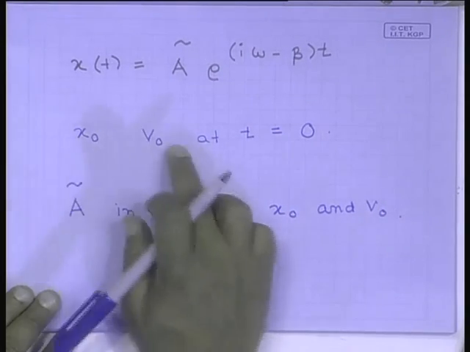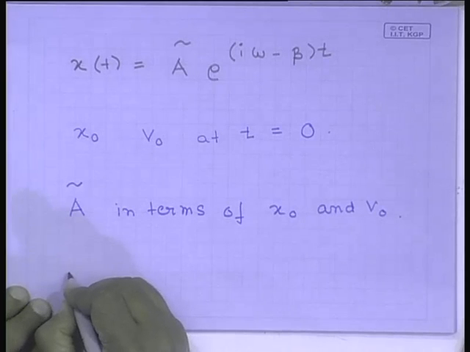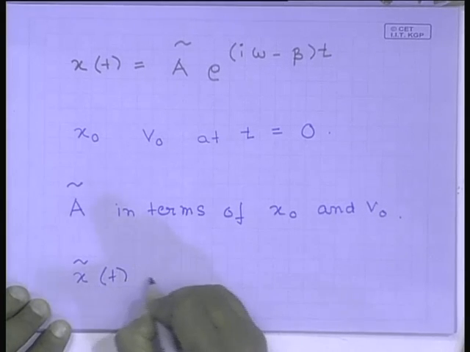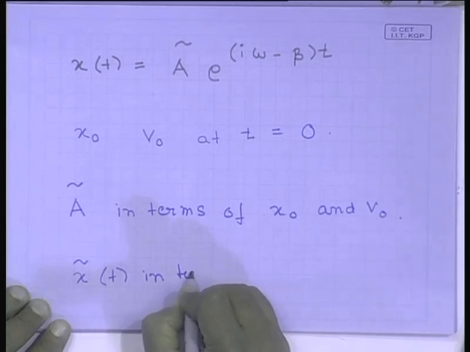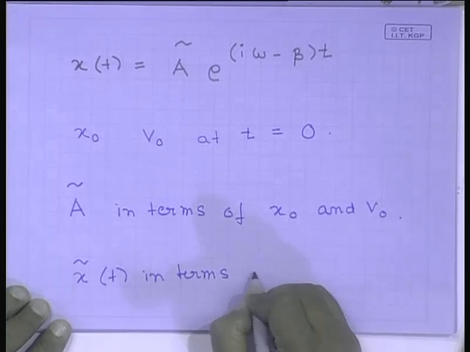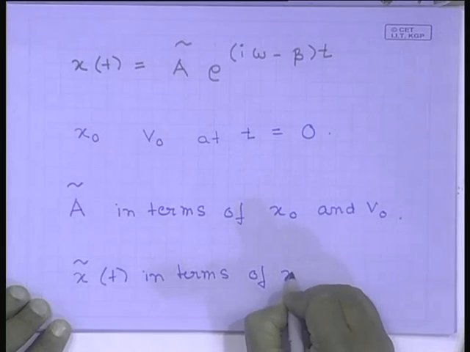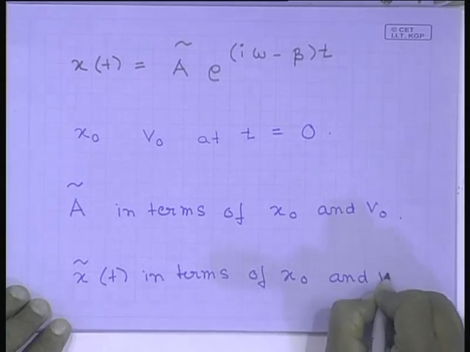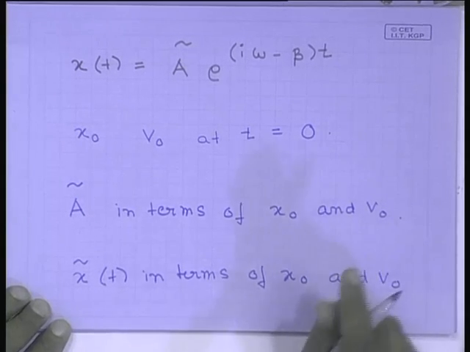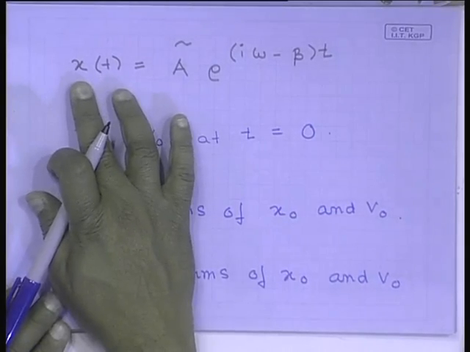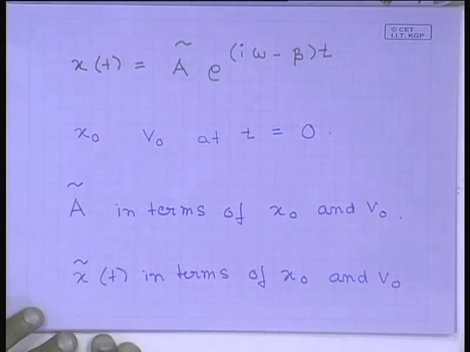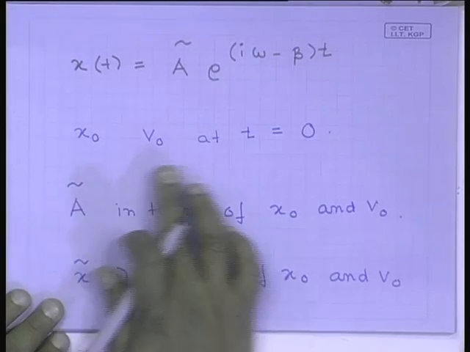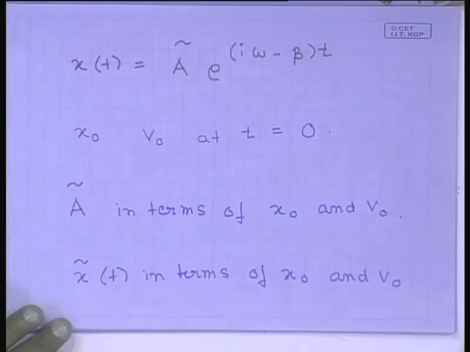Once you have found this, you have to find an expression for x tilde, the motion of the particle, in terms of x naught and v naught. So, you have to determine the motion of the damped oscillator, underdamped oscillator, in terms of the initial conditions x naught and v naught given at t equal to 0.